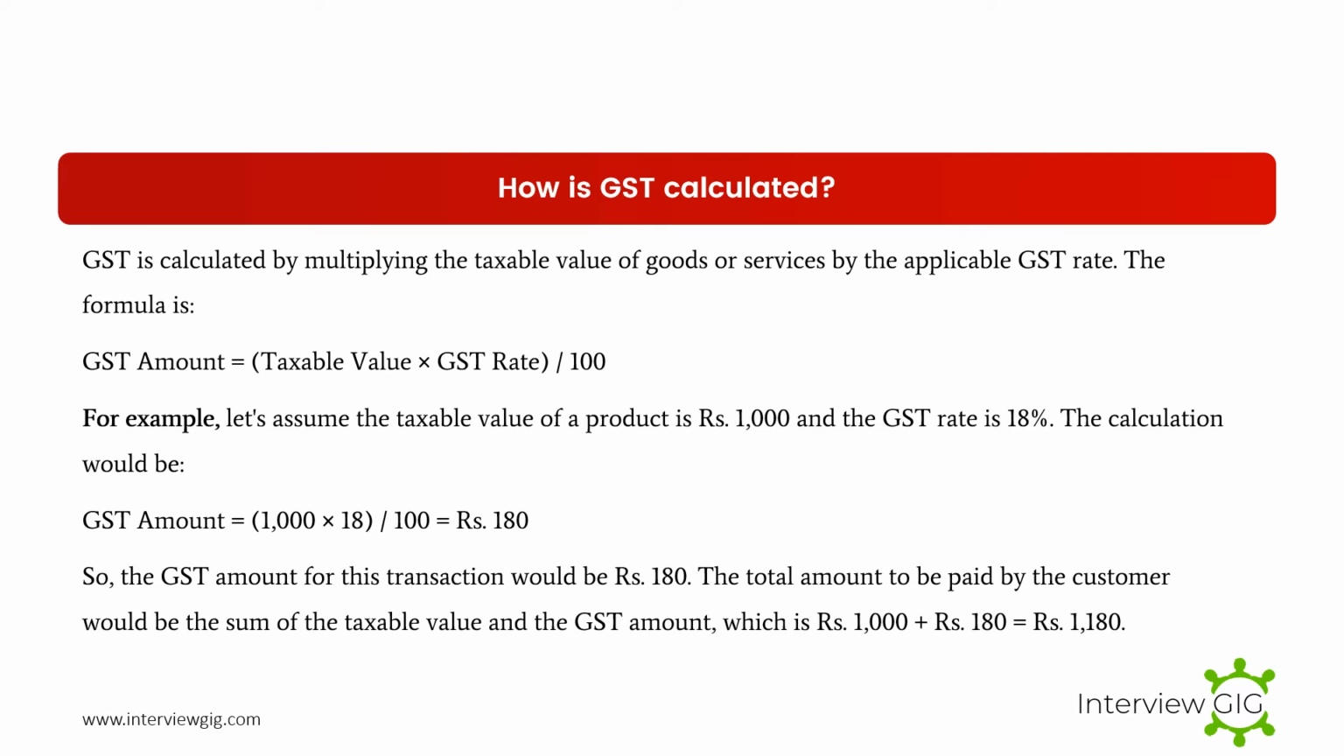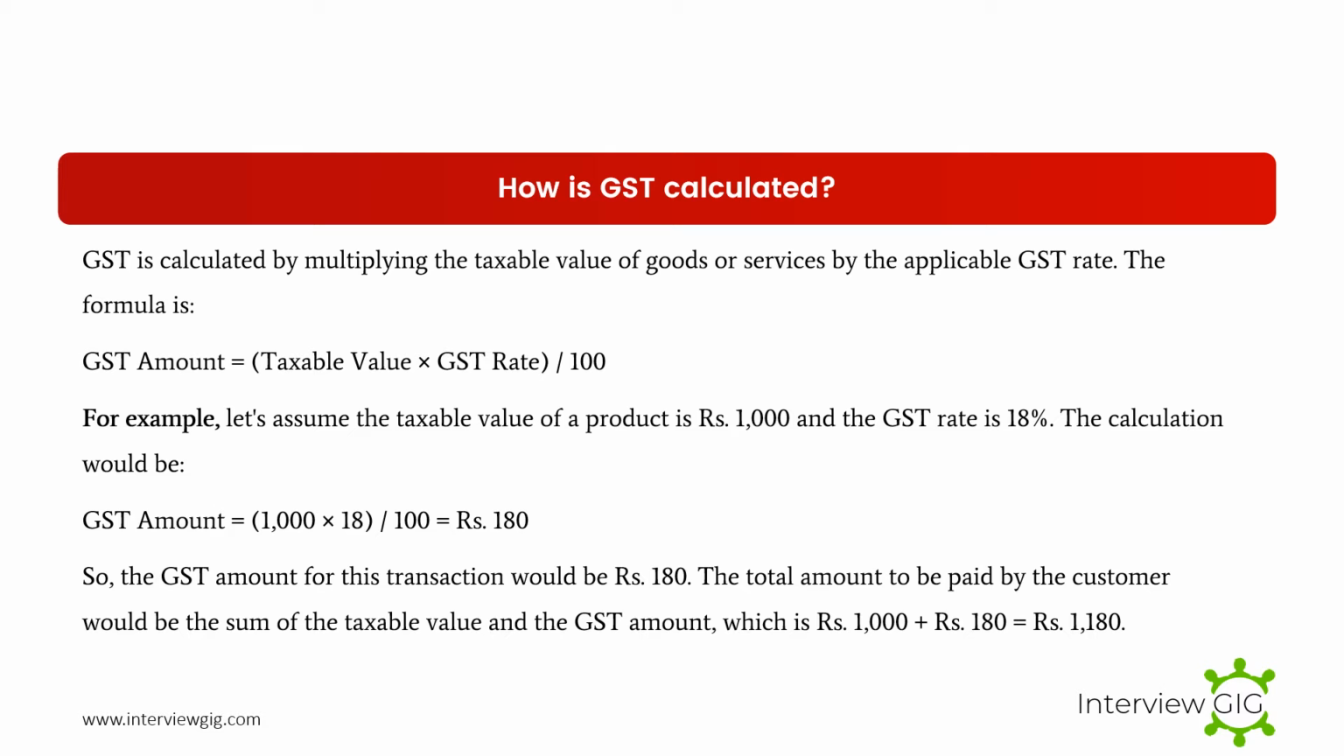How is GST calculated? GST is calculated by multiplying the taxable value of goods or services by the applicable GST rate. The formula is: GST amount = taxable value × GST rate / 100. For example, let's assume the taxable value of a product is rupees 1000 and the GST rate is 18%. The calculation would be: GST amount = 1000 × 18 / 100 = rupees 180. So, the GST amount for this transaction would be rupees 180.